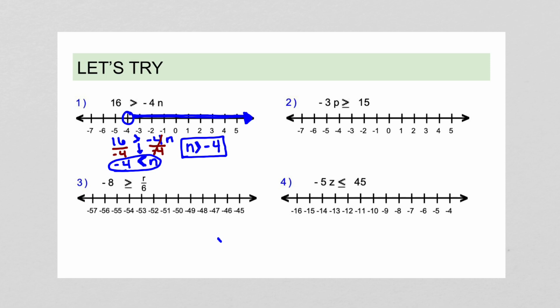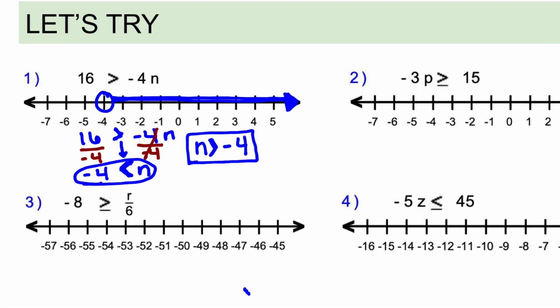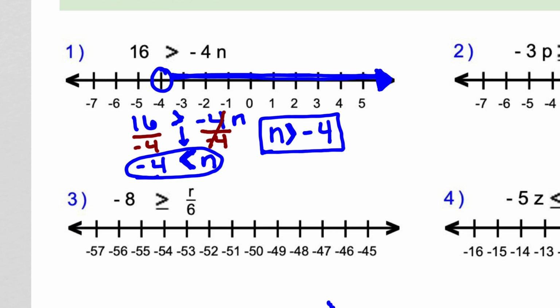So let's just think about this. That means that negative 4, anything that's covered here is going to be true. So like 0 could be a number. So let's just plug that in and see. 16 is greater than negative 4 times 0. So if I did this right, this will be true. I'll have 16 on this side, and I'll have greater than, and then I'll have negative 4 times 0 is 0. Is 16 greater than 0? It is, so I know I shaded right.